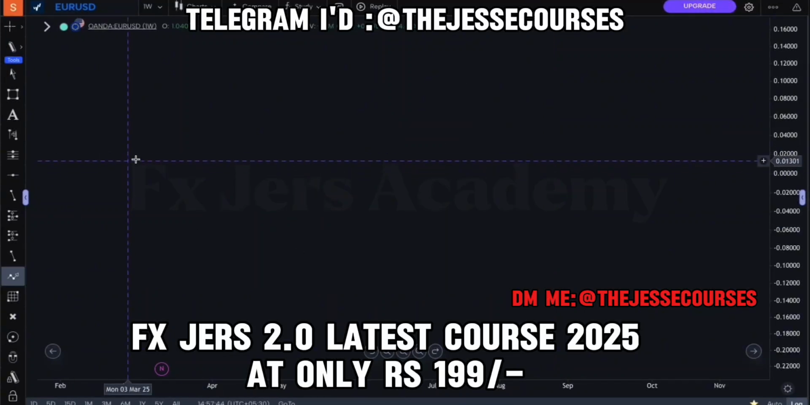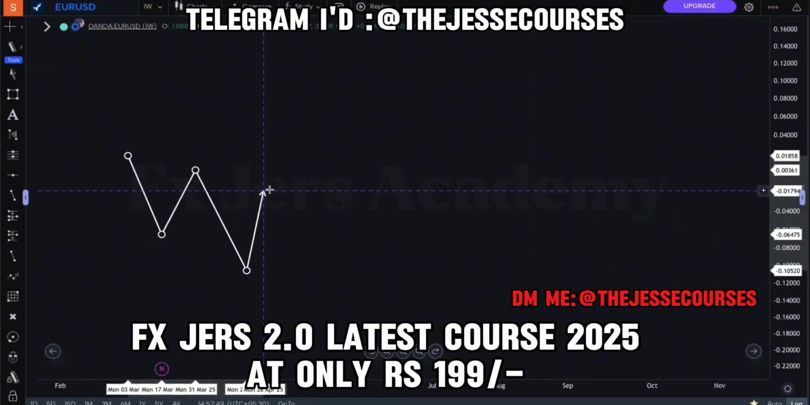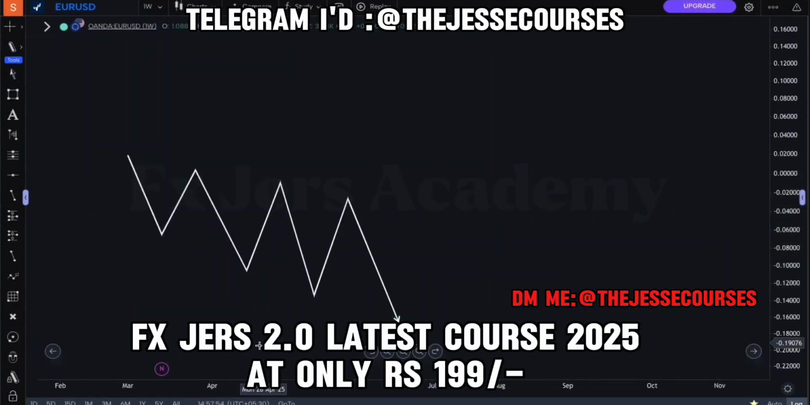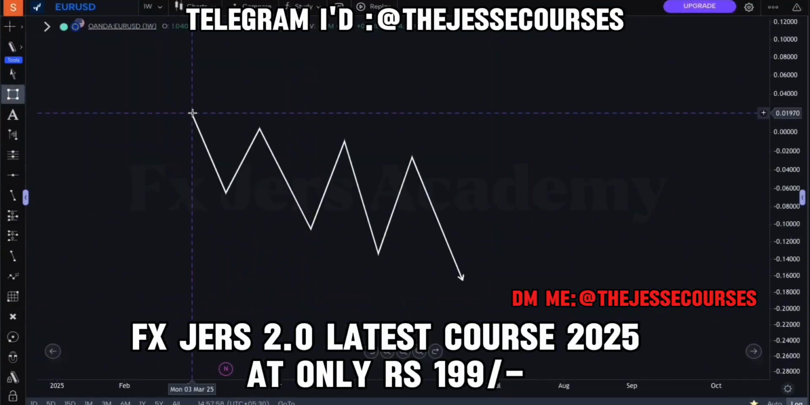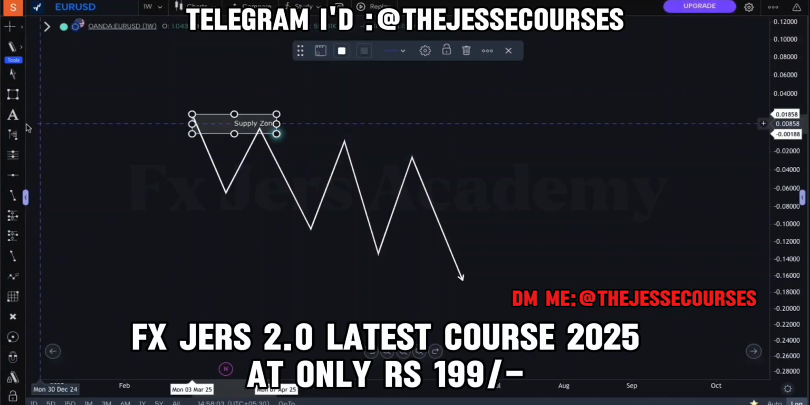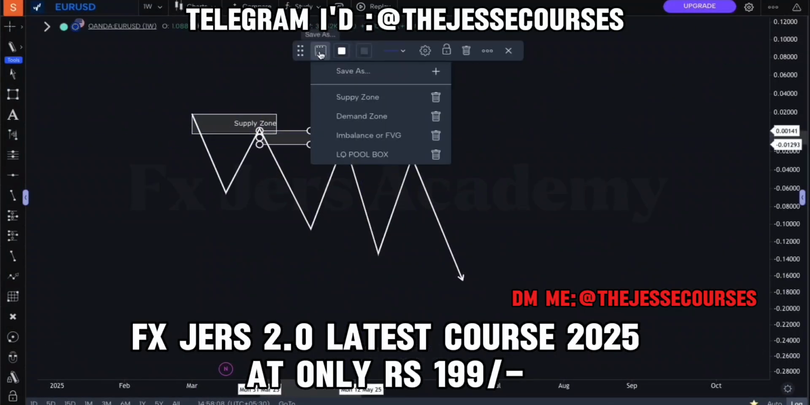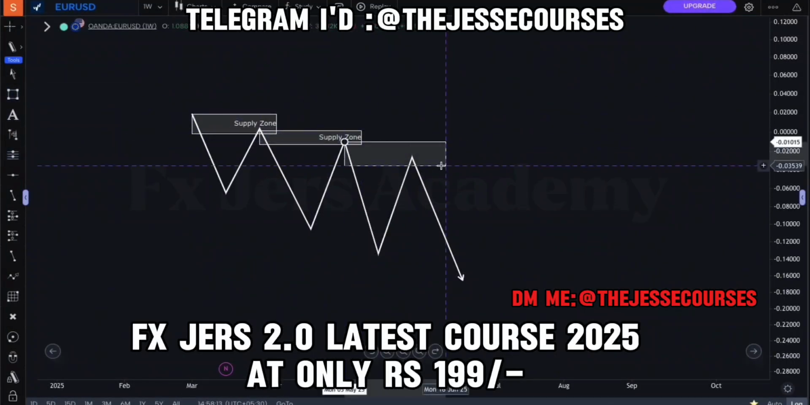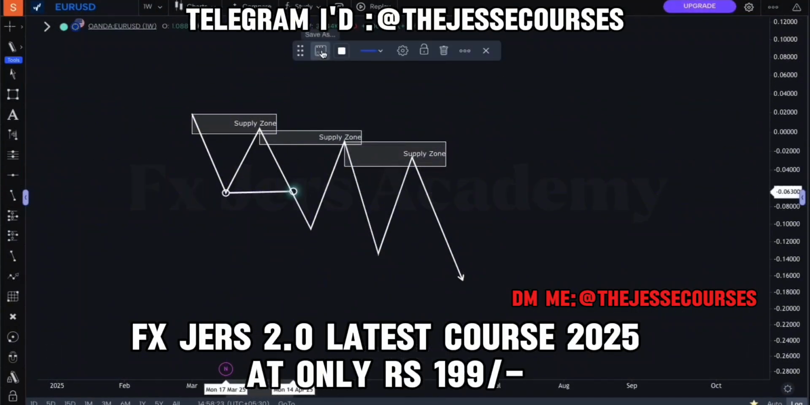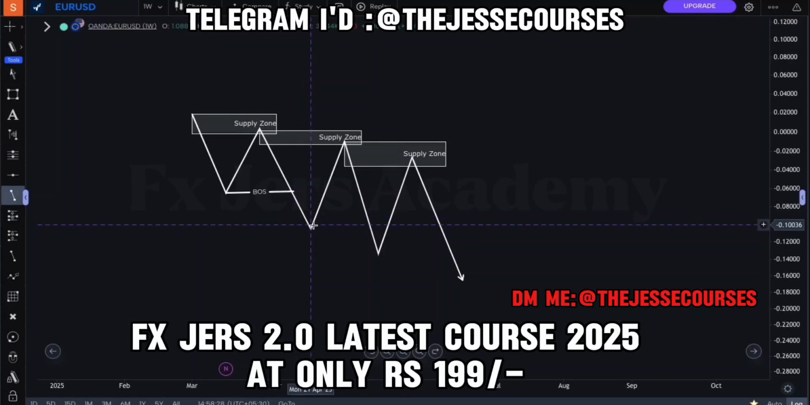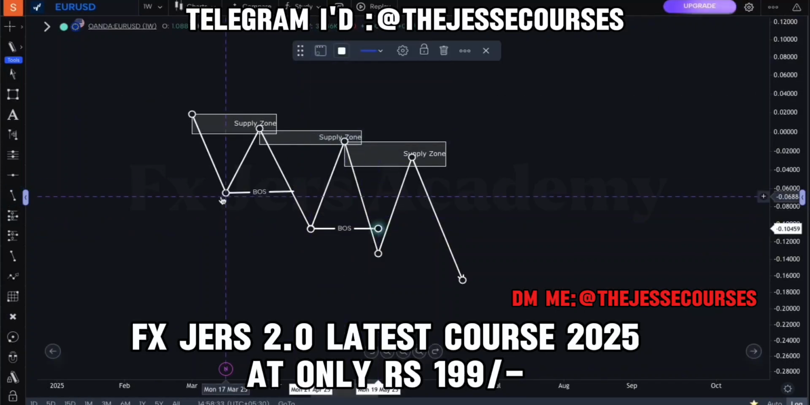Now, let's focus on the bearish scenario. As you can see in the diagram, the market is forming lower lows and lower highs, confirming a downtrend. I have marked 3 supply zones where price reacted and sellers took control. Next, I have marked the break of structures to the downside, indicating bearish continuation.